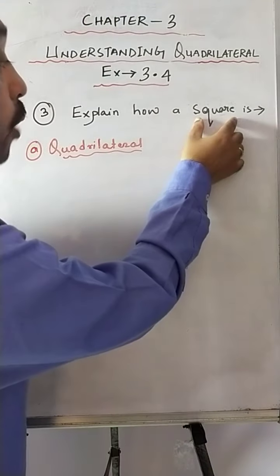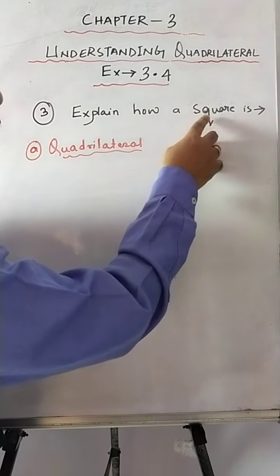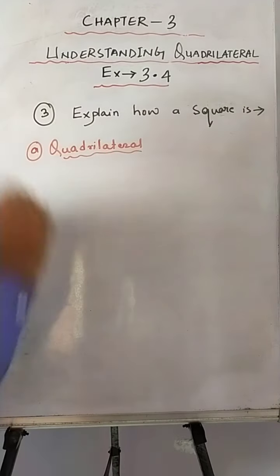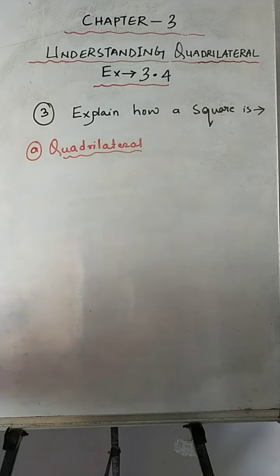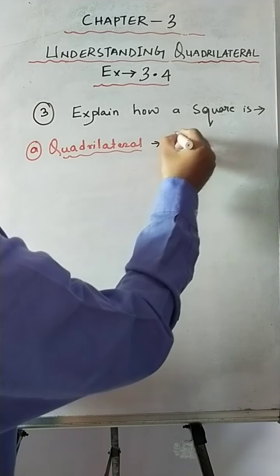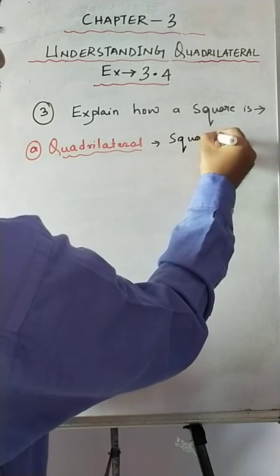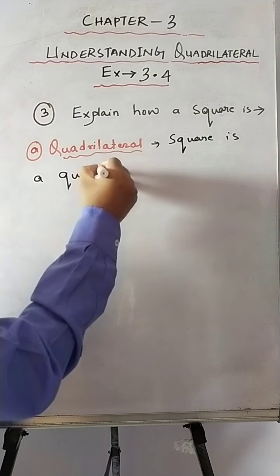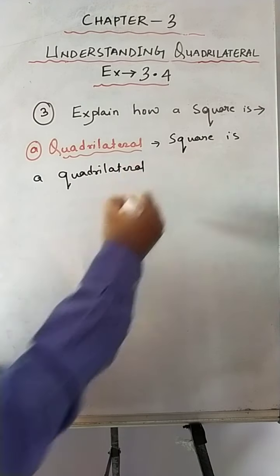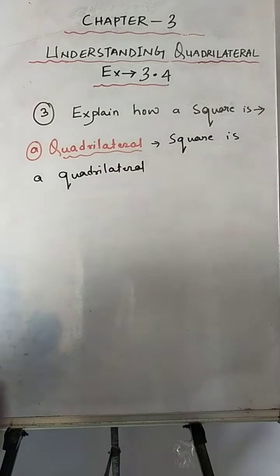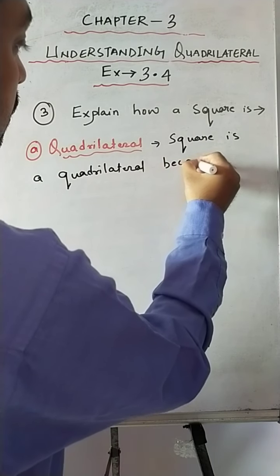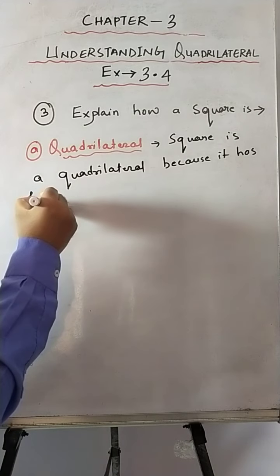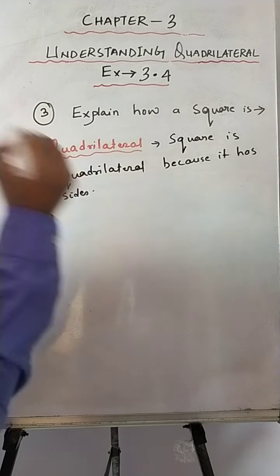The polygon with 4 sides is considered a quadrilateral. So why is a square a quadrilateral? Quite obvious. How many sides do we have in a square? 4. And this is why we say a square is a quadrilateral. So what do we have to write? Square is a quadrilateral because it has 4 sides. So this is the reason that you have to write.